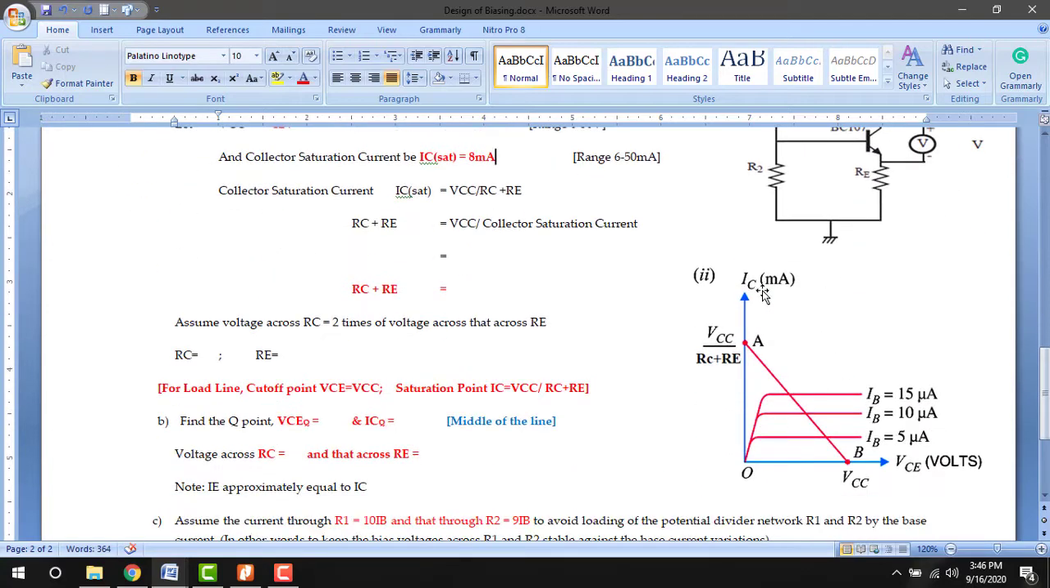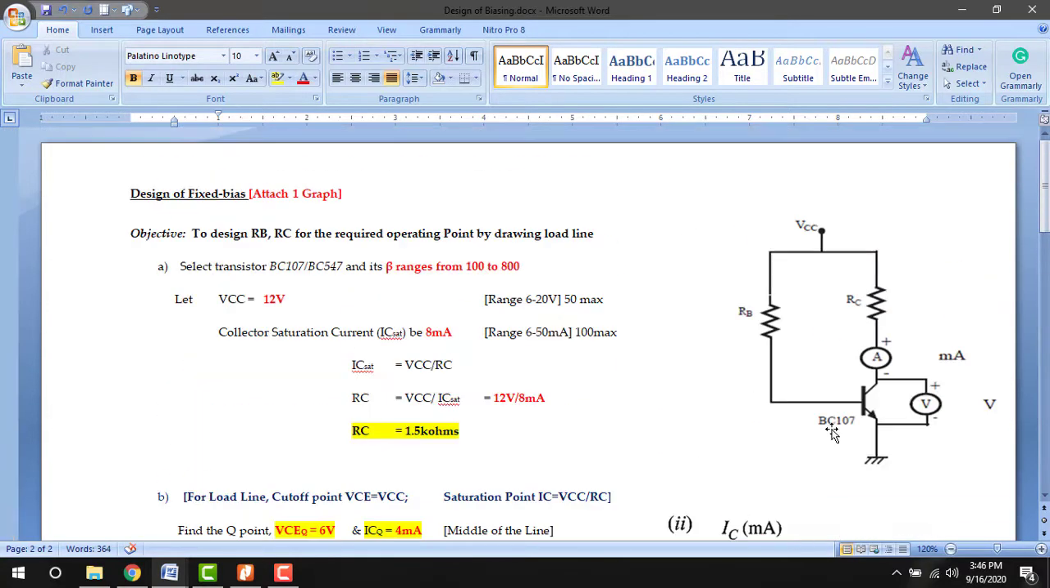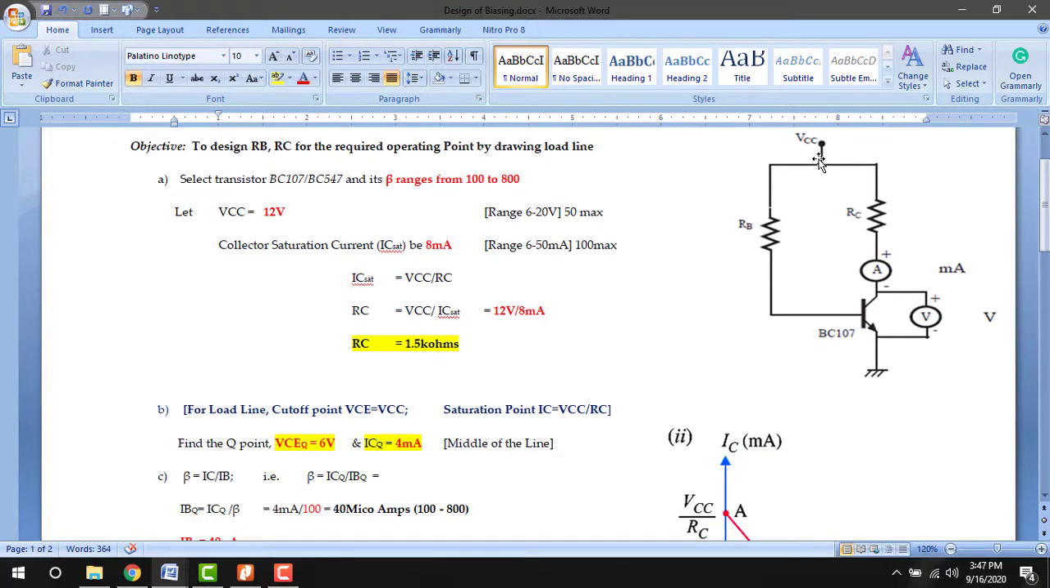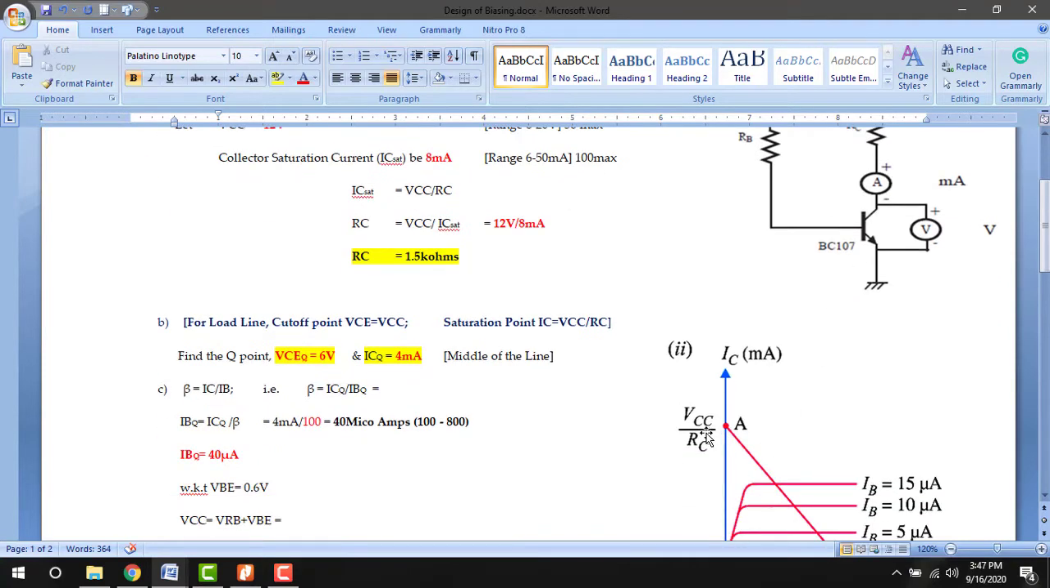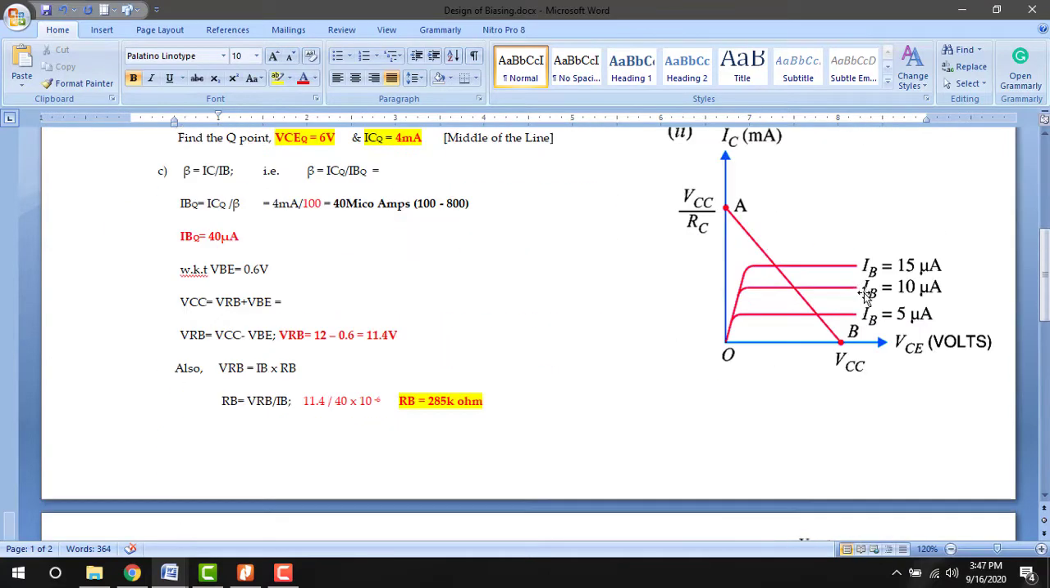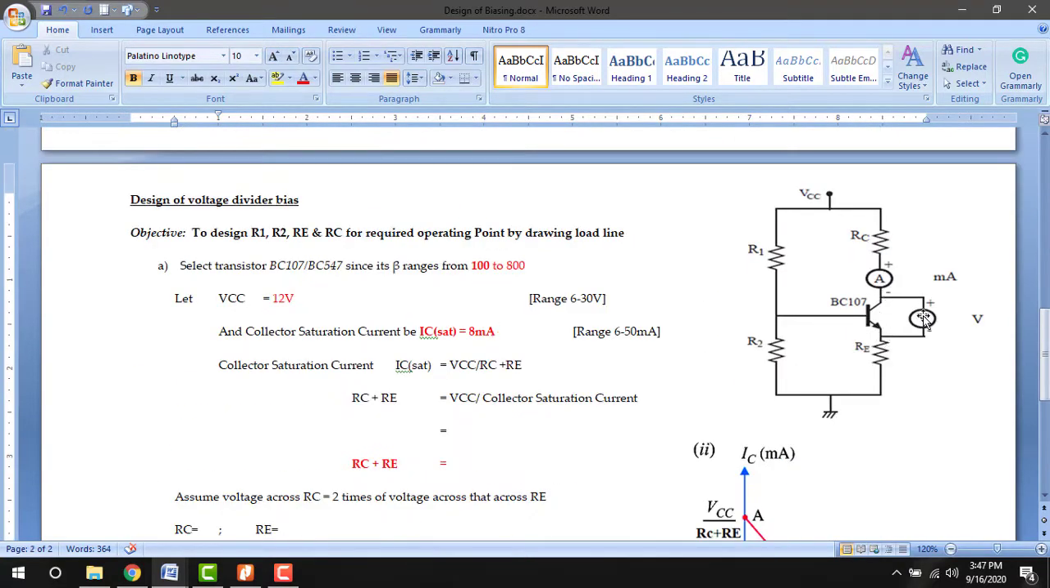And here also we draw the load line. In the previous case, all the voltage will drop across this RC only if the saturation voltage is 0. So the emitter and collector across voltage is 0, all voltage drops across RC, so that IC is equal to VCC by RC. There is only one resistance. But in this case, even though this voltage is 0, all the voltage will drop across RC as well as RE.